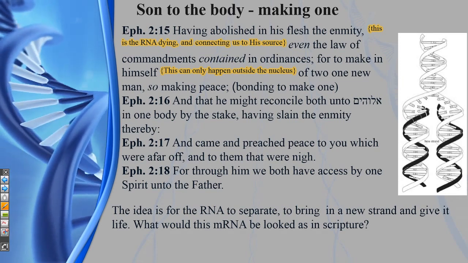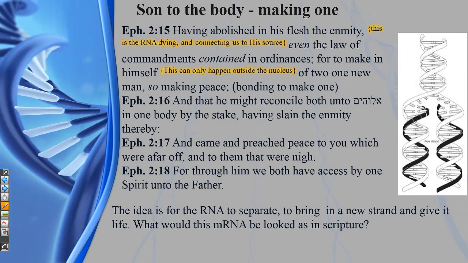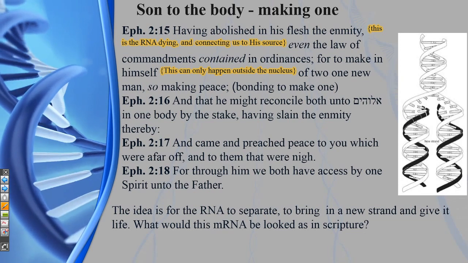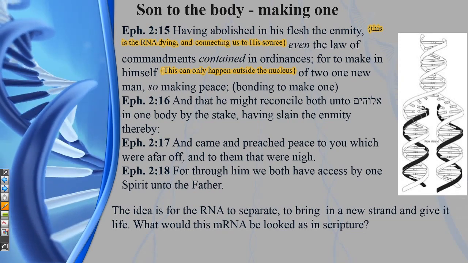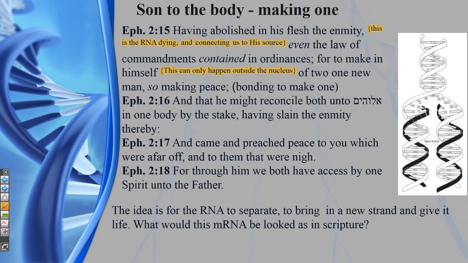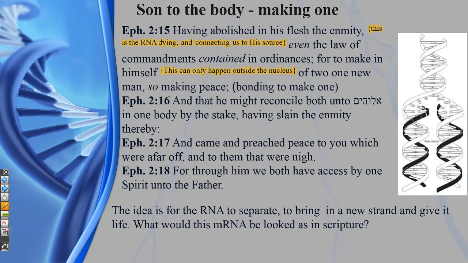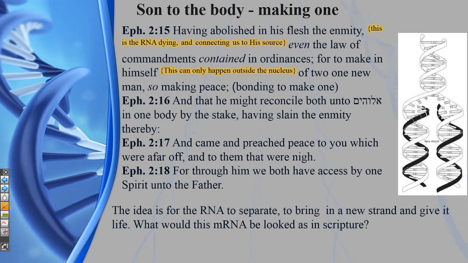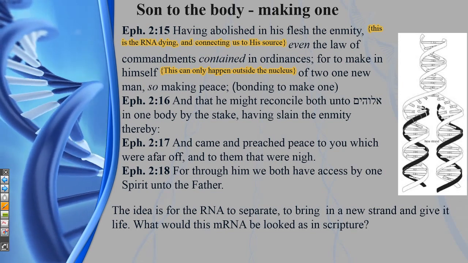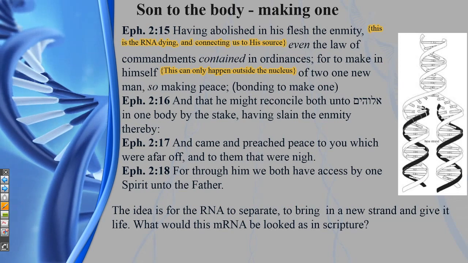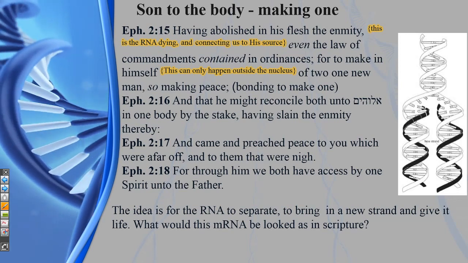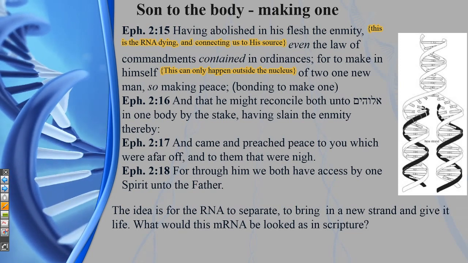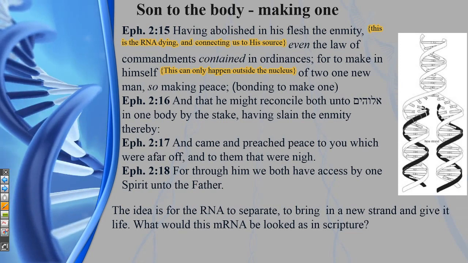But anyway, even the law of commandments in ordinance for to make in him, now I put here, this can only happen outside the nucleus. Remember, you can't do nothing inside the nucleus. Nothing. So when he sends the son out to make some one in him, the RNA, that's done on the cytoplasm or out in the world, if you will. So this is how we can get that. So now we can be a joint heir to be able to come back in. Okay?